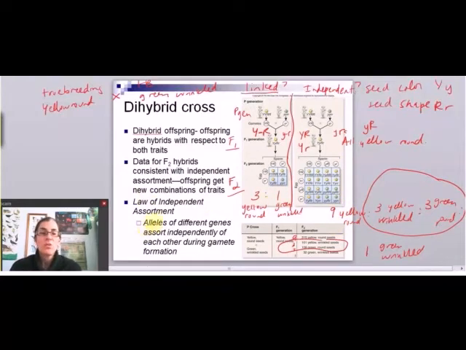And this is what's called Mendel's law of independent assortment. Alleles of different genes, so seed color and seed shape, assort independently from each other during gamete formation. So that allows the big Y to go with the little r, or the little y to go with the big R. They get new combinations during gamete formation.